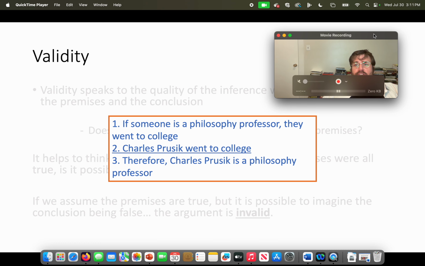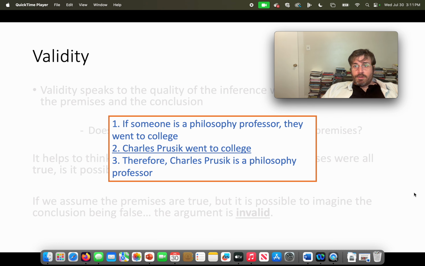All right, so let's look at an example here. Forgive me for referring to myself, but this is kind of an easy one. If I have an argument like this, premise 1: if someone is a philosophy professor, they went to college. Premise 2 states: Charles Prusik went to college. The conclusion, as indicated by the horizontal line, states: therefore, Charles Prusik is a philosophy professor. Now, I just want you to write down for yourself whether or not you think this counts as a deductive valid argument or a deductive invalid argument. Is this valid or invalid? And try to think about why.